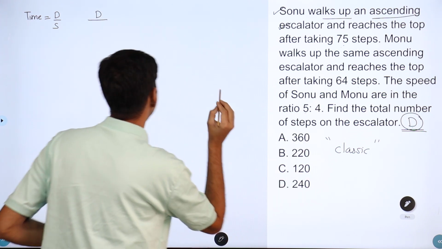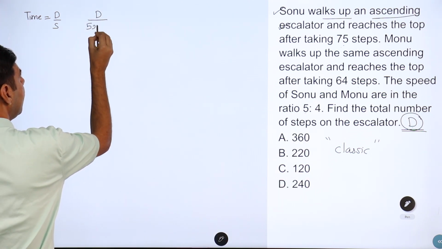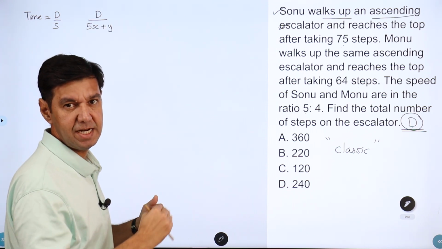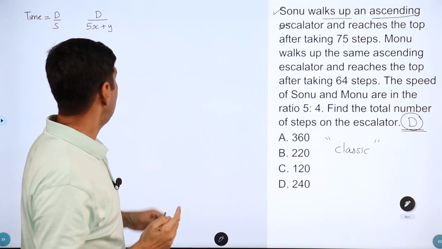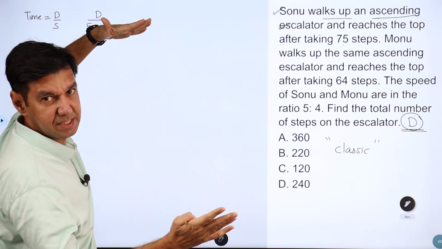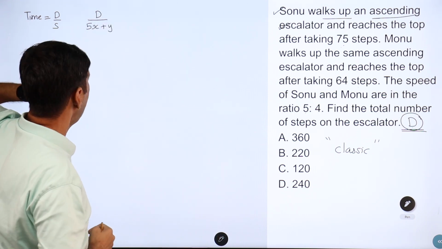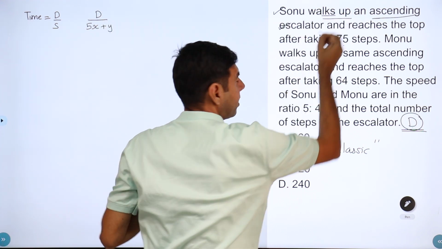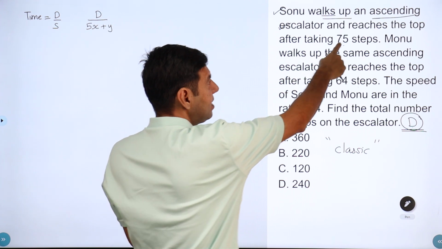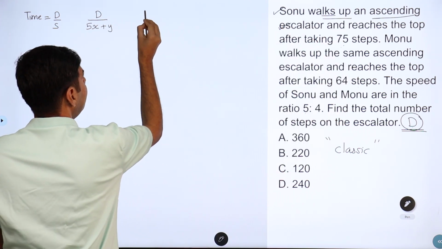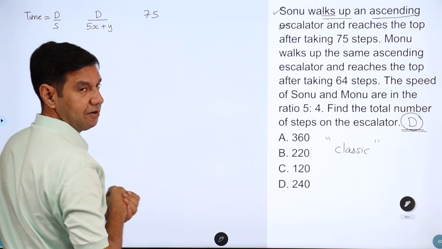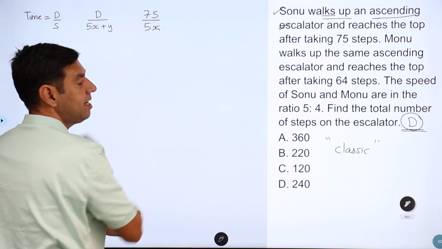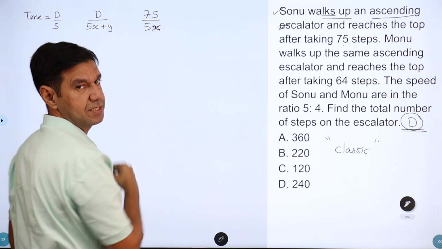So I'm taking Sonu's speed as 5x, and the escalator speed as y. So y is the escalator speed. Now this is the time taken in which he would reach the top. If you notice, we have taken the total distance and both speeds. What is important to realize is that Sonu is also walking at his own pace, and the 75 is Sonu's distance. So 75 is also a distance covered, but covered by whom? By only Sonu. So this is the time Sonu takes to cover 75 steps.